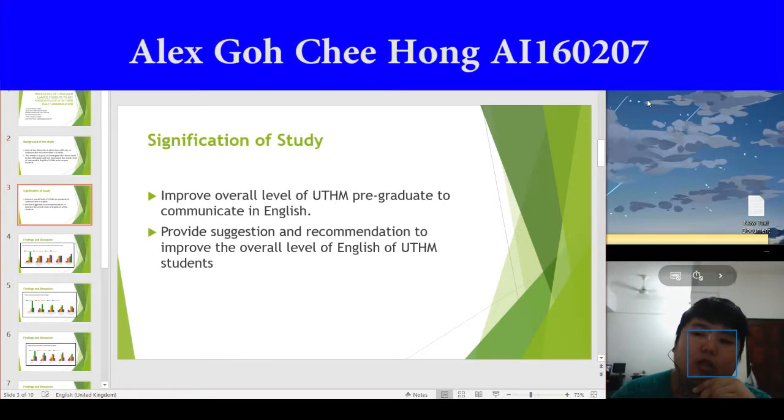Why is this study important? This study will improve the overall level of UTHM undergraduates to communicate in English, and it will provide suggestions and recommendations to improve the overall level of English of UTHM students. As a short example, when students and lecturers know the main causes and obstacles that stop them from speaking English effectively, they can use the results of this study to provide a solution together to improve the overall communication level of the students.